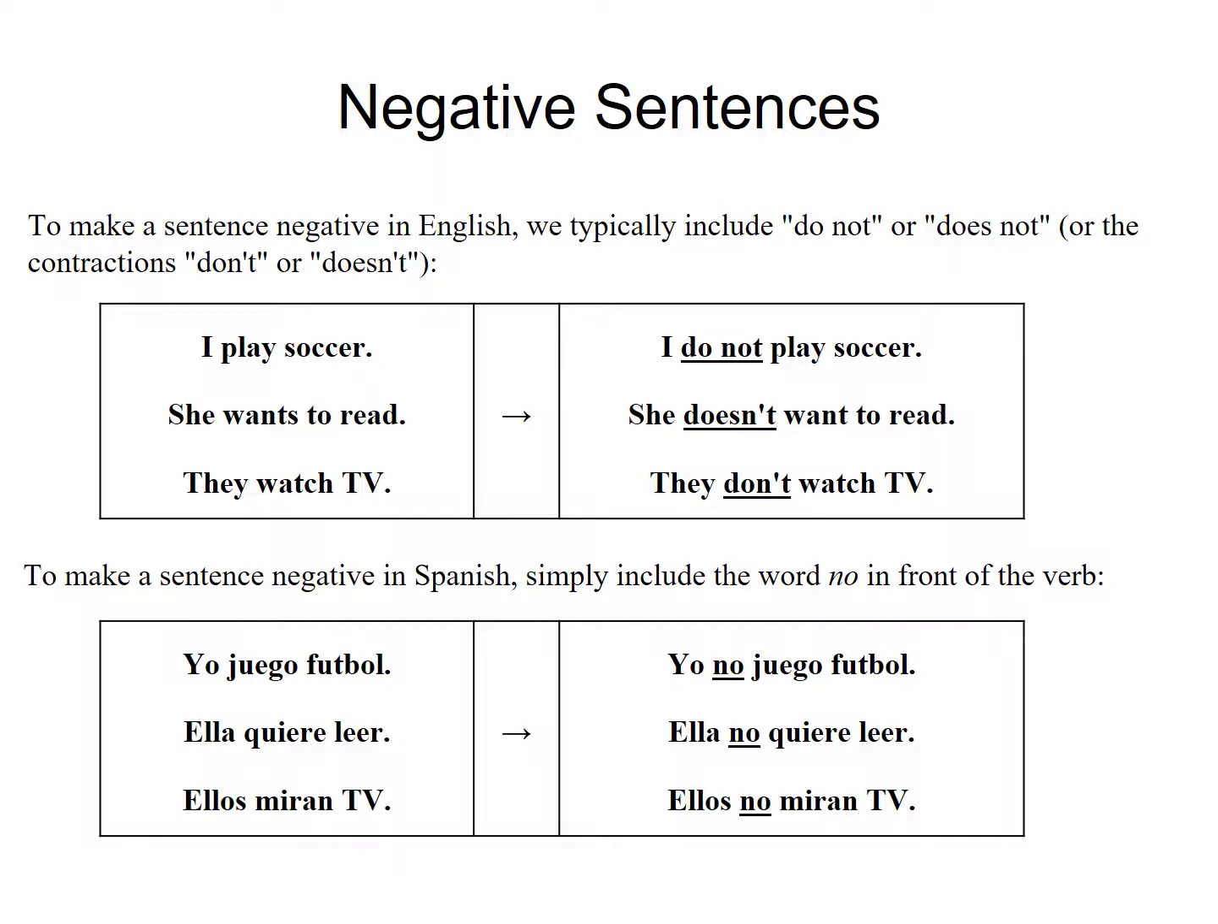To make a sentence negative in English, we typically include do not or does not, or the contractions don't or doesn't. For example, I play soccer changes to I do not play soccer. To make a sentence negative in Spanish, simply include the word no in front of the verb. For example, yo juego fútbol changes to yo no juego fútbol.